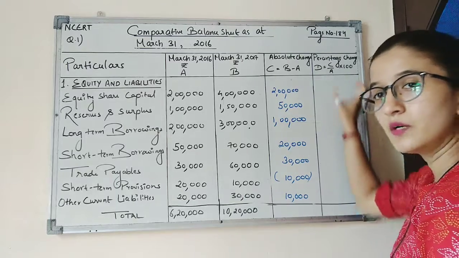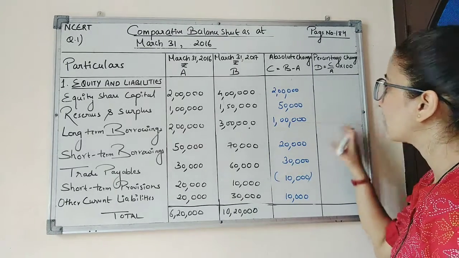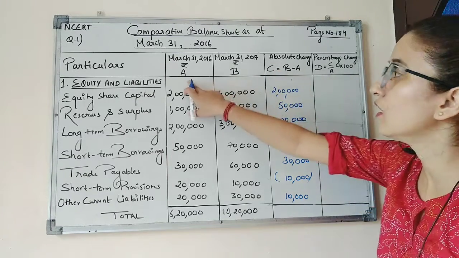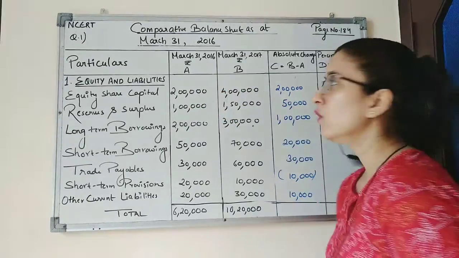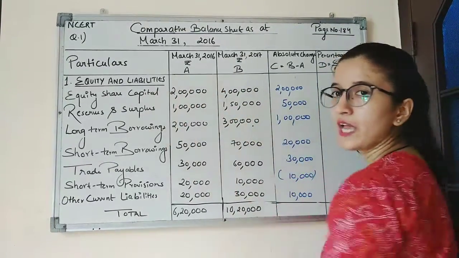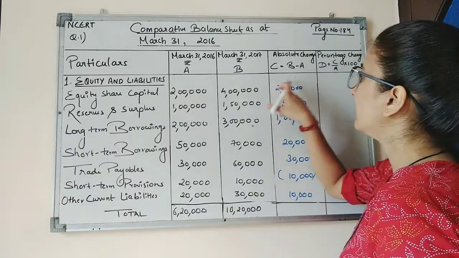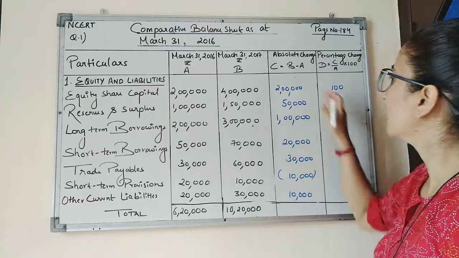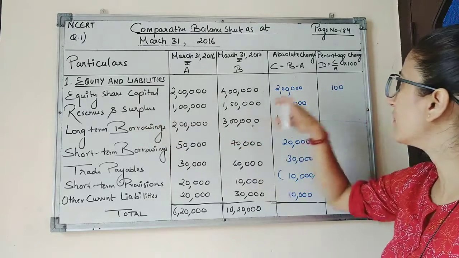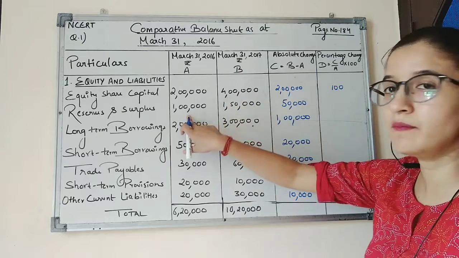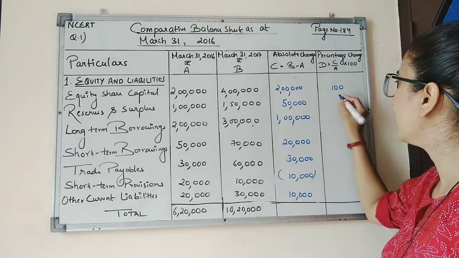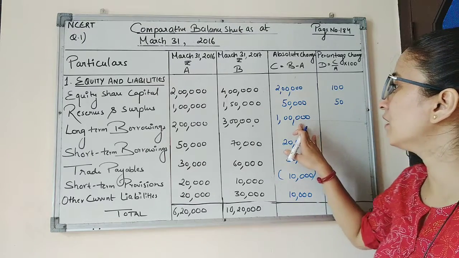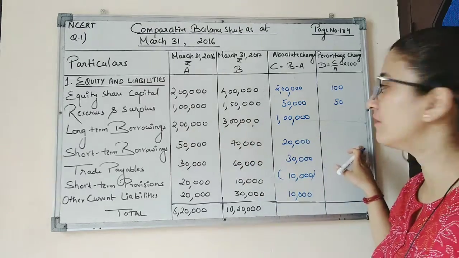So we have calculated the absolute change. Now we will calculate the percentage change. To calculate percentage change, we divide the absolute change by the previous year amount. Percentage change of equity share capital will be 2 lakh divided by 2 lakh into 100, which is 100%. Percentage change of reserves and surplus will be 50,000 divided by 1 lakh into 100, which is 50%. Third is long term borrowings: 1 lakh divided by 2 lakh into 100 will be 50%.